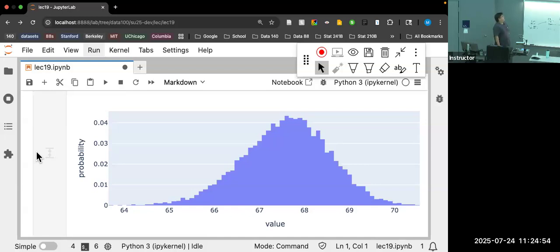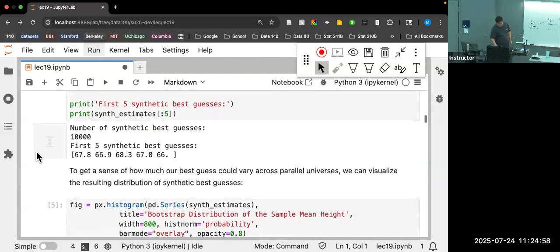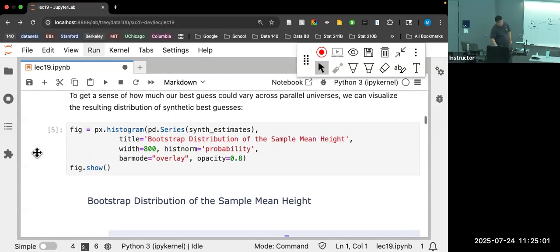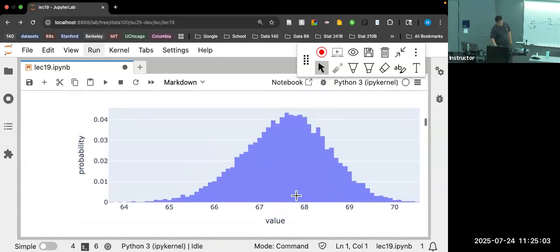Okay, so where does our original value lie? What is the original value again? 67.6. So somewhere in the middle, right, in the bulk of it.